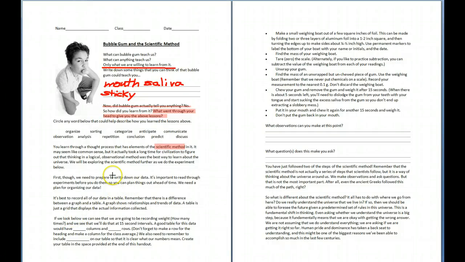Well, we need to be ready to write down our data. Okay, so that's one of the things that we need to be ready to do as we prepare to do an experiment. But how do we figure out what data it is that we're going to collect? Well, as part of our organizing process, we make a data table, okay, and we are going to try to think about how many columns, how many rows, what kind of data we are actually collecting.